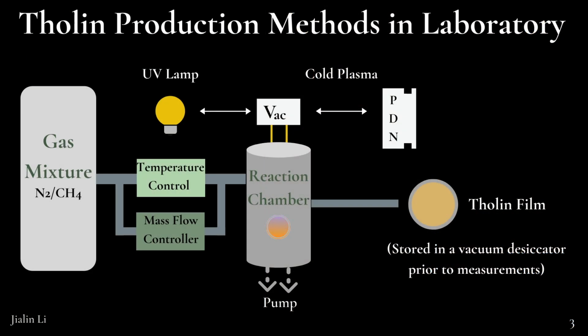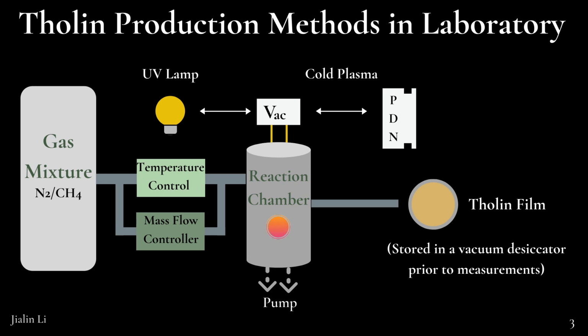Unfortunately, we don't have a sample of the haze from Titan, so we have to use a laboratory analog. We produced the analog material Tholin here on Earth under Titan's atmospheric conditions. There are many production methods, but most production methods look something like this.